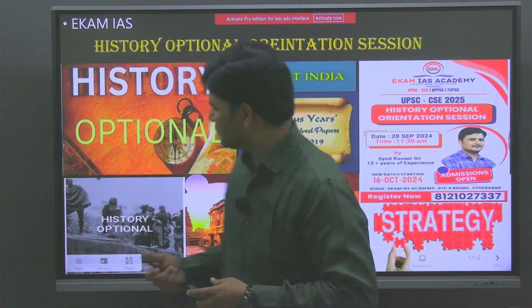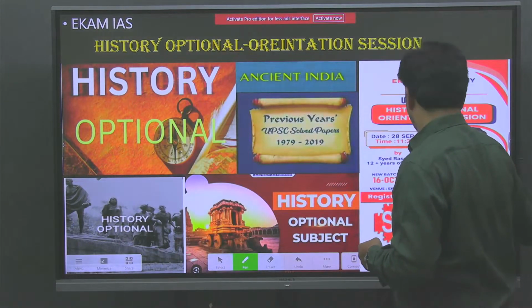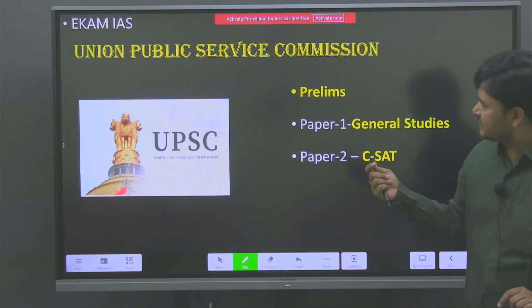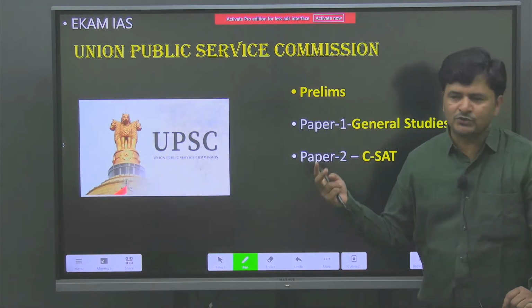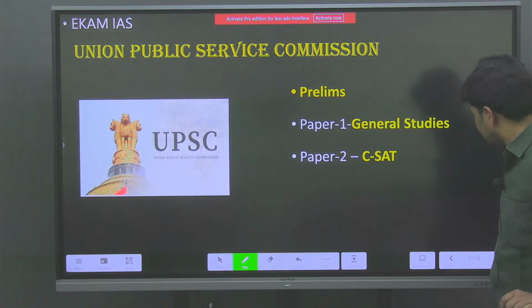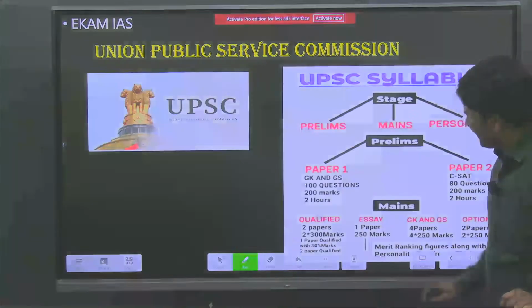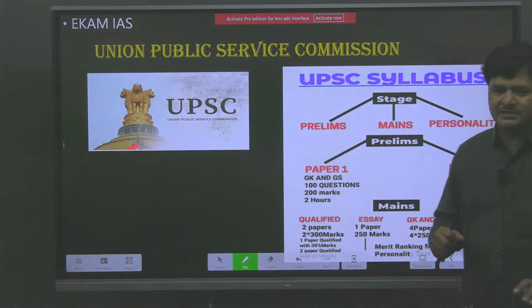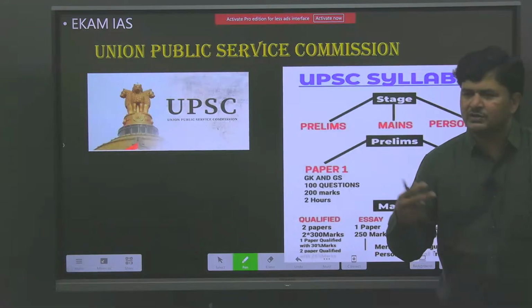Before getting into the details of the history orientation session, let us have a brief glance at UPSC. Everyone knows UPSC. UPSC has three phases. The first phase is prelims, and in prelims you have two papers: paper one, General Studies, and paper two, CSAT. CSAT stands for... okay, good knowledge.